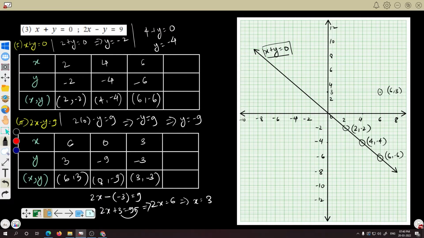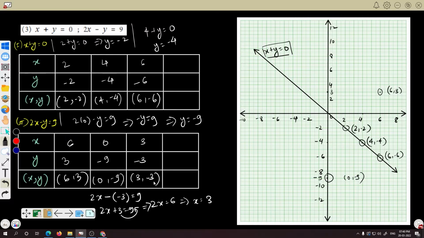Now the next point is, if I take x as 0, then y is minus 9. So x is 0, and to plot minus 9, exactly between minus 8 and minus 10, we have minus 9. So this is the required point. The coordinates are 0 comma minus 9. I hope this is clear to you.